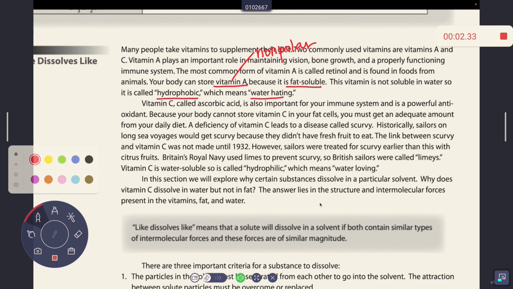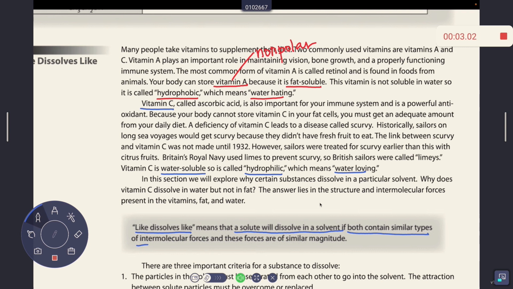Okay, now if we're talking about vitamin C, it is actually a polar substance, and it has the ability to hydrogen bond with water. So it's water soluble. We say it's hydrophilic because it loves water. Okay. So when we're talking about this concept, like dissolves like, that means a solute will dissolve in a solvent if they both have similar types of intermolecular forces, and if those forces have similar magnitudes.